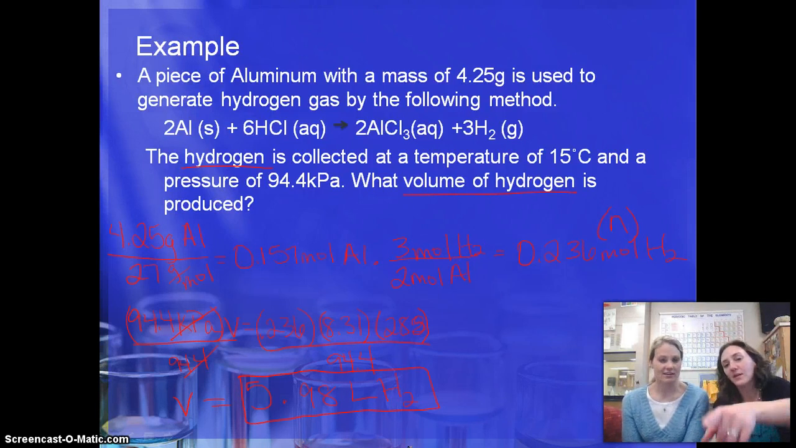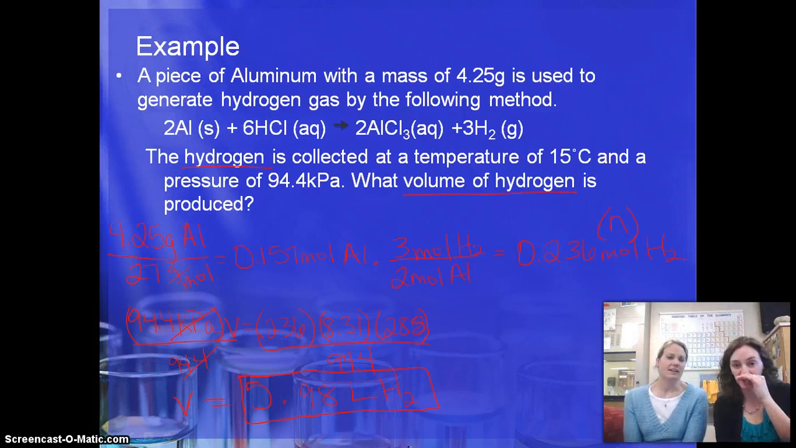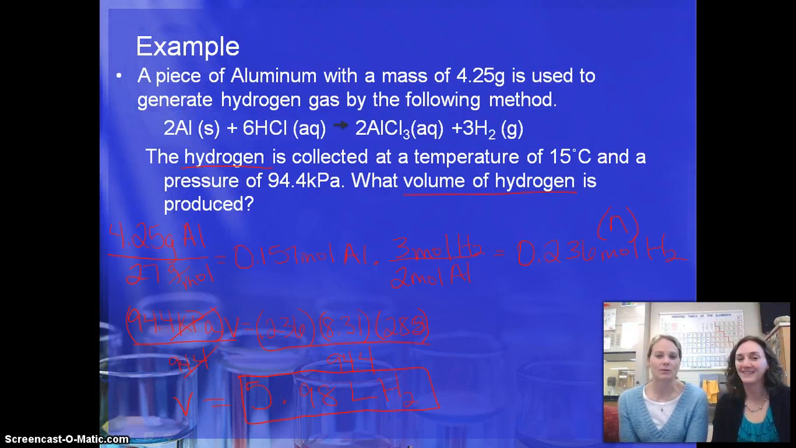You can't take the moles and multiply by 22.4 because you have a specific pressure, R value, and temperature. It doesn't say STP. So make sure that you're going through the whole ideal gas law when you do gas stoichiometry, or gas switcheroo. Not stoichiometry anymore. Get that mean word out of your head.